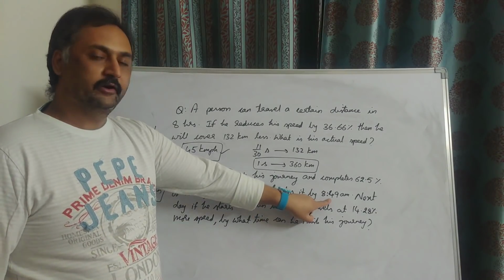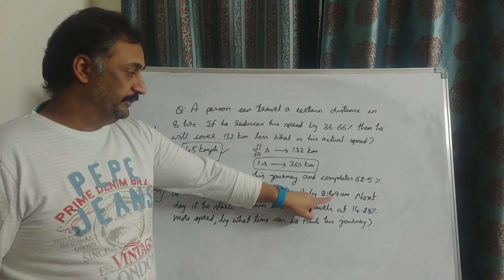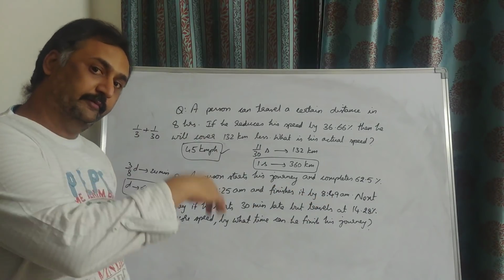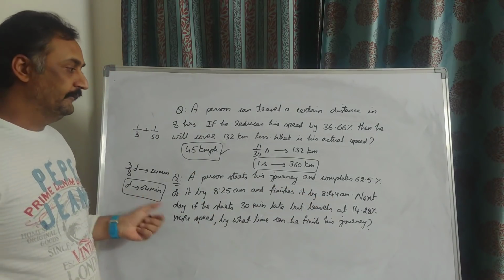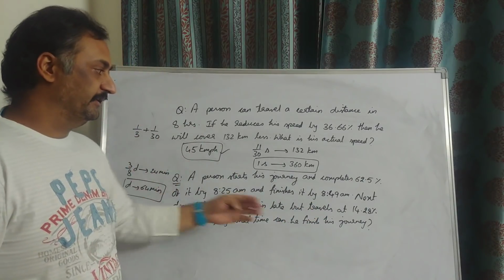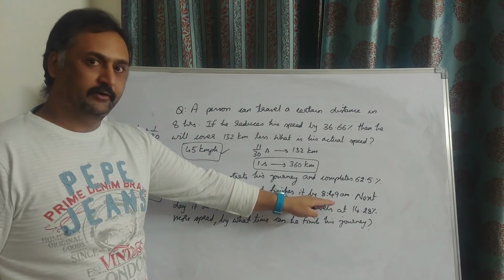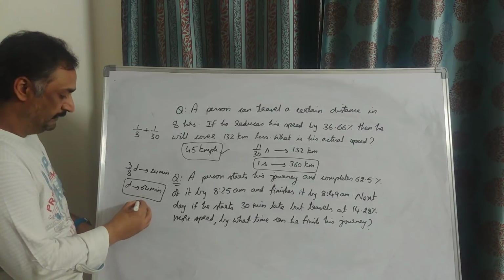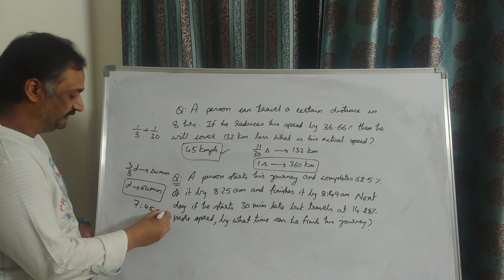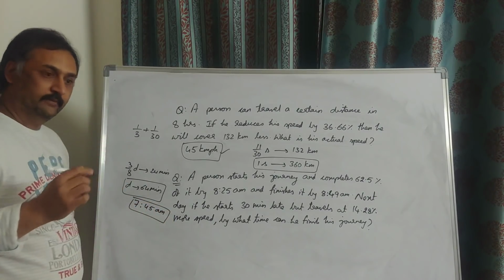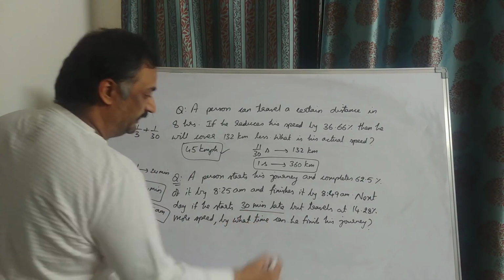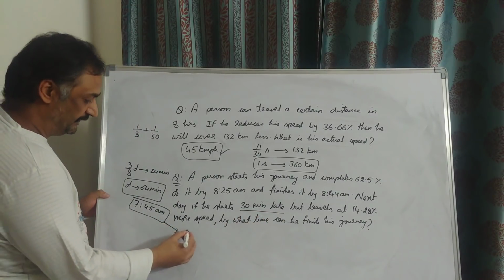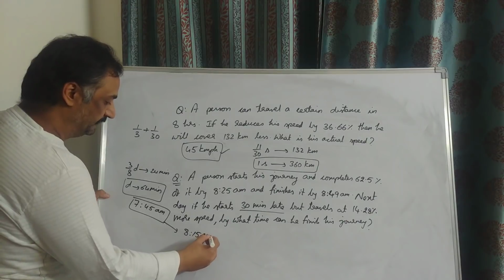And on the first day 8:49 is his finish time. So 64 minutes earlier than 8:49 he would have started. What is 64 minutes earlier than 8:49? 60 minutes earlier is 7:49, 4 more minutes is 7:45. So that means he actually started at 7:45. Next day he is 30 minutes late, so he is directly starting at 8:15 a.m. next day.